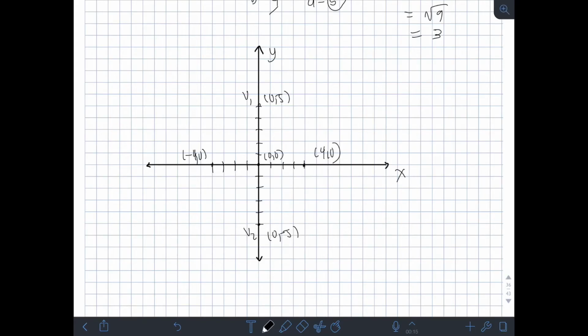Then, yung focus is on the y-axis, which is 0, 3. 1, 2, 3. Ito, 0, 3. Let's say focus 1. Then, yung isa, 0, negative 3. 1, 2, 3. Ito. 0, negative 3. Focus 2. Then again, para ma-sketch natin yung graph nung ellipse, approximate natin by connecting itong apat na endpoints. Okay, so therefore, this is the graph of x squared over 16 plus y squared over 25 equals 1.